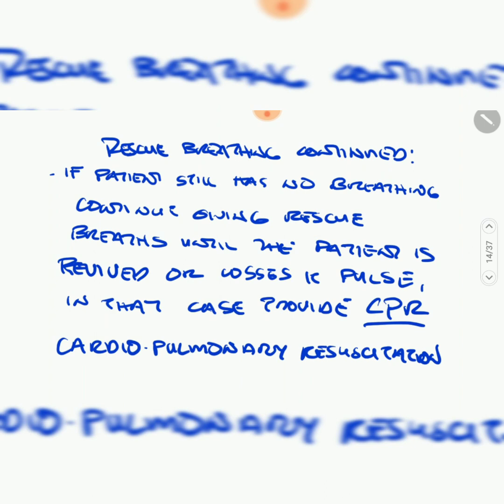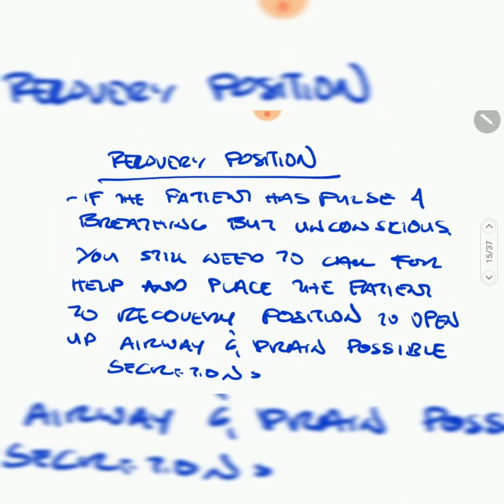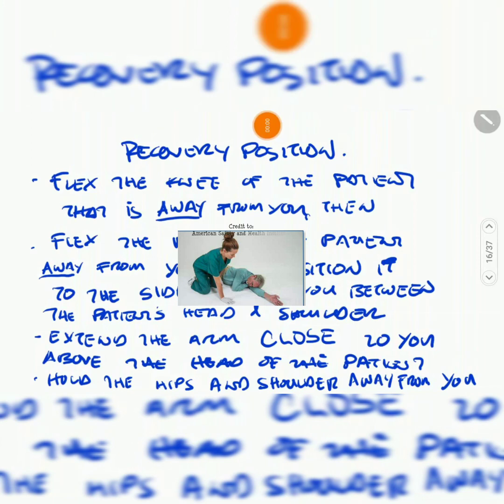Okay, rescue breathing continued. If the patient still has no breathing, continue giving rescue breaths until the patient has been revived or loses pulse. In that case, provide CPR, and then it will be back to the first scenario. Recovery position: if the patient has pulse and breathing but is unconscious, you still need to call for help and place the patient in recovery position to open up the airway and drain possible secretions.